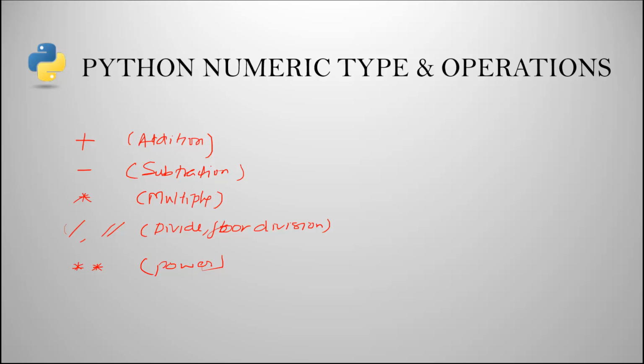So for these operators from top to bottom, the precedence is increasing. It means there is a plus, minus and multiplication. So first multiplication will be done and then the addition or subtraction will be taken care of. As we come from top to bottom, the precedence will increase in Python.